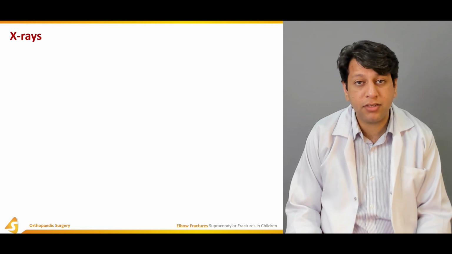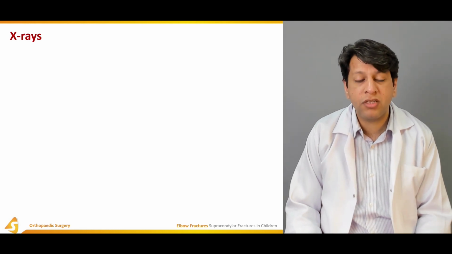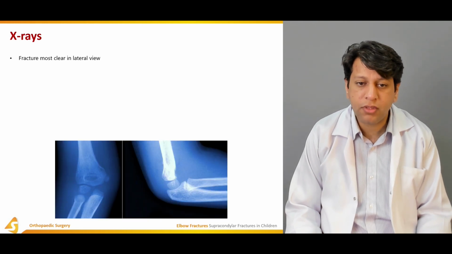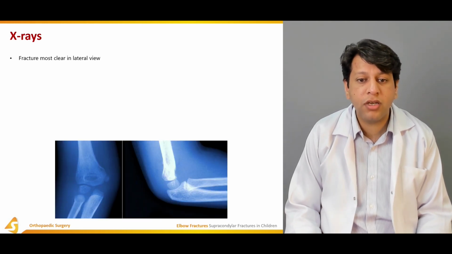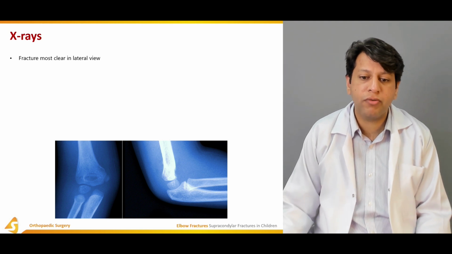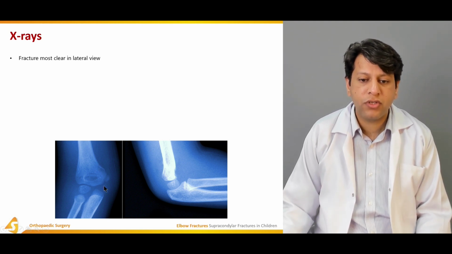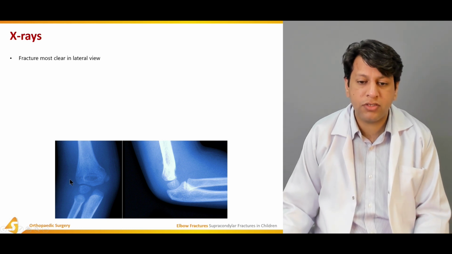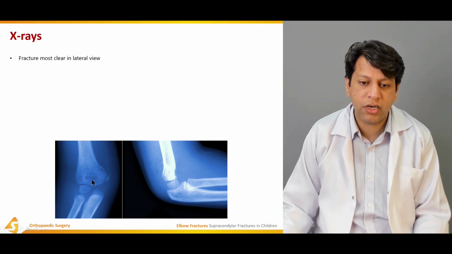Now, coming to the x-rays, if we are suspecting a supracondylar fracture, we have to get x-rays as well. The fracture is usually clear in the lateral view. If you see it over here in the AP view, in children you have to look very closely for subtle changes as well. This is the fracture line, a low fracture going right over here.